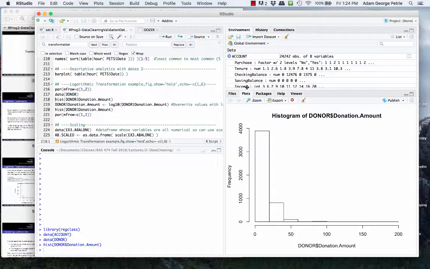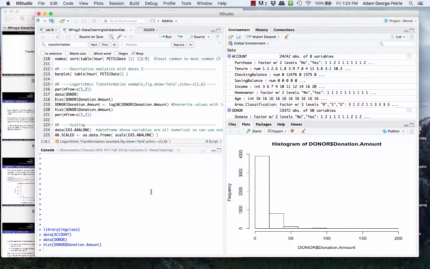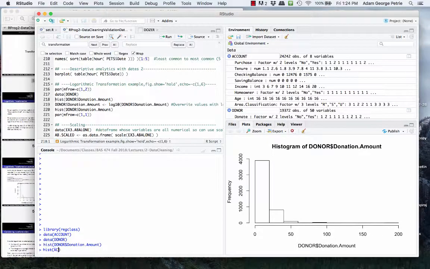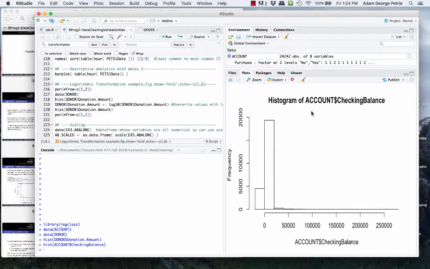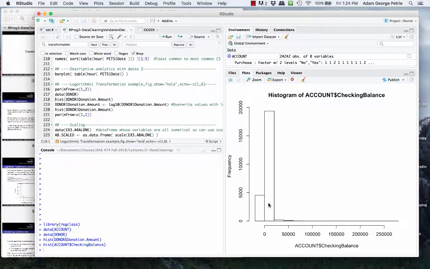Likewise, in the account data frame, we have some information about bank customers. If we make a histogram of the checking balances that people have in their accounts, well, another skewed distribution. What we see is that almost all of the account balances are pretty close to zero, either negative or positive, but there are a few customers that have very large amounts in their checking account. We'd say, once again, it's skewed towards the right, towards large values.